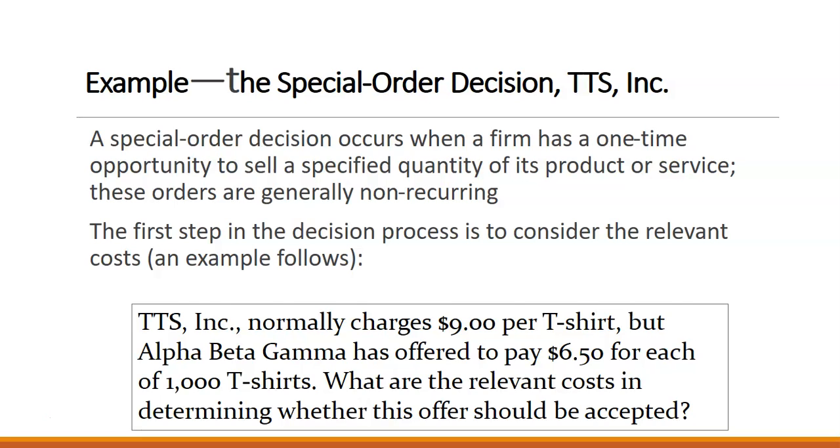So we have this example. We normally charge $9 a t-shirt, but Alpha Beta Gamma has come to us and offered to pay $6.50 for a special order of 1,000 t-shirts. What is the relevant cost in determining whether this offer should be accepted? So we're going to look at the various costs involved with a t-shirt order.